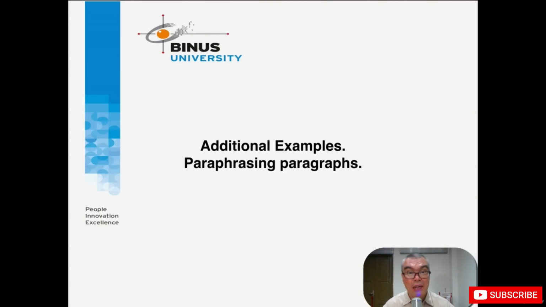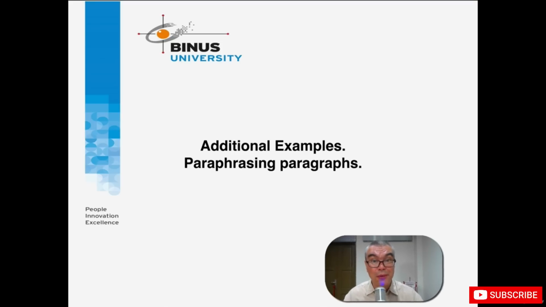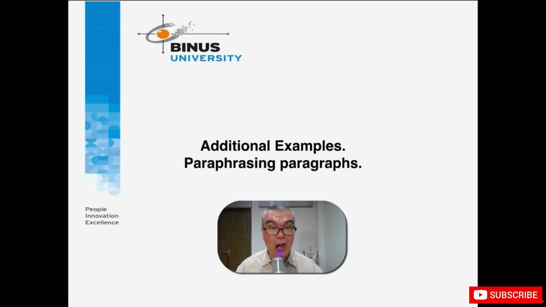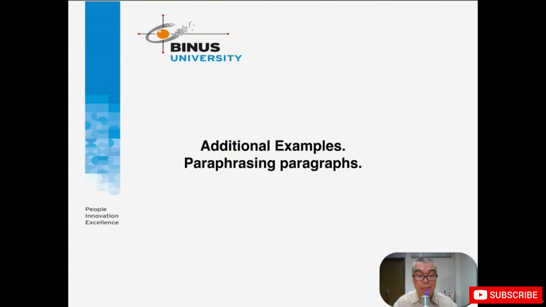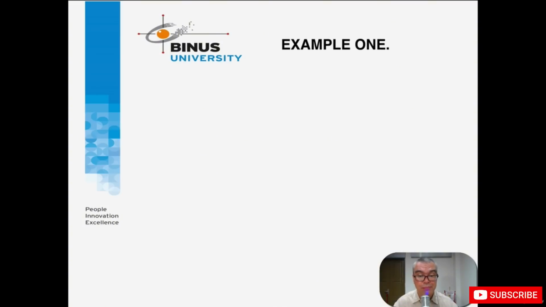Okay, so let's work with some more examples. Now, these examples are a little bit longer. Obviously, in academic writing, you're going to need to paraphrase paragraphs or sections in articles and books. So we're going to just look at some longer examples here. Let's start with this one.